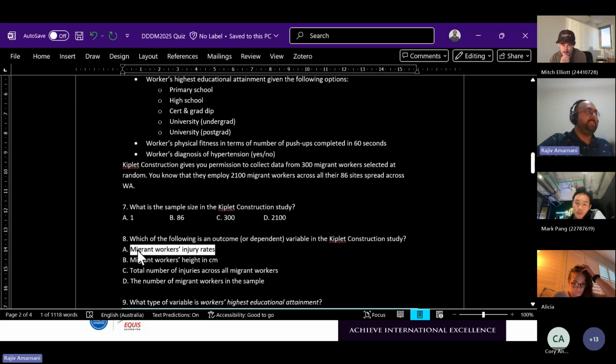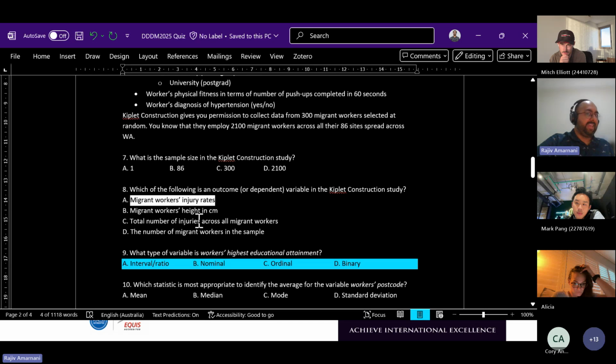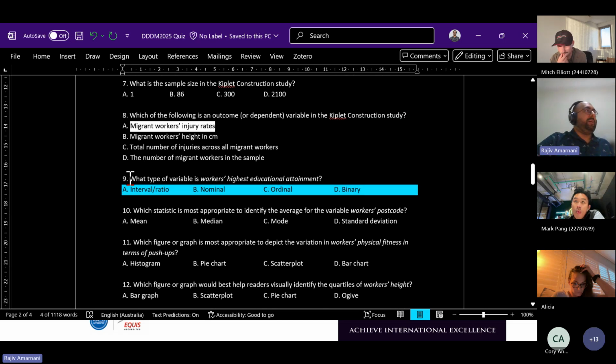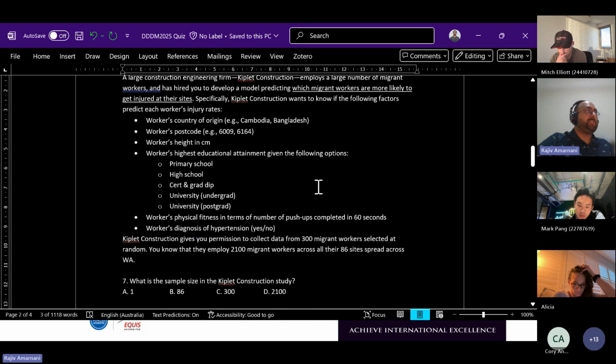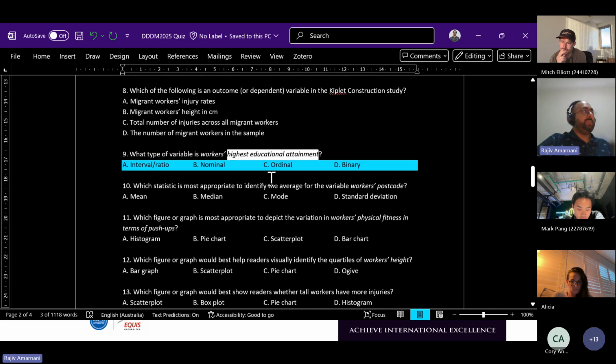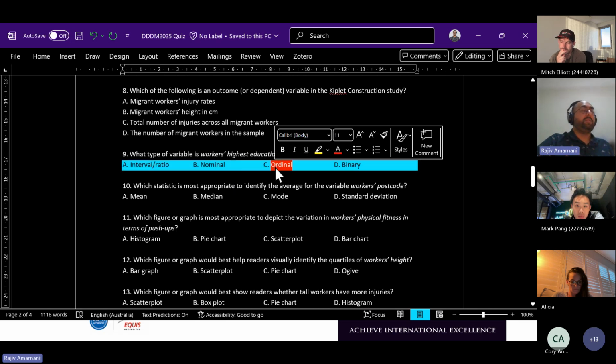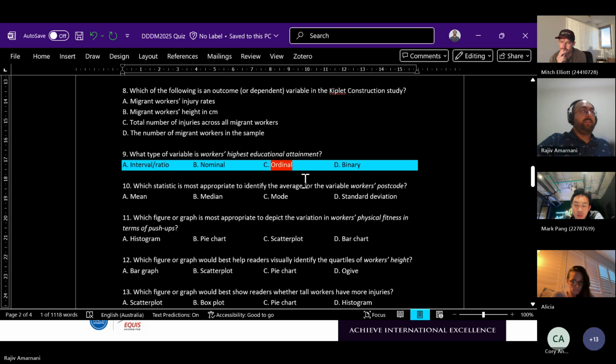So injury rates is the outcome variable, A. Stop me if you have questions, by the way. What type of variable is educational attainment? So we know that the options here are primary school, high school, cert or grad dip, uni undergrad, uni postgrad. So these are categories with a rank order. So these are ordinal. These are best understood as ordinal.